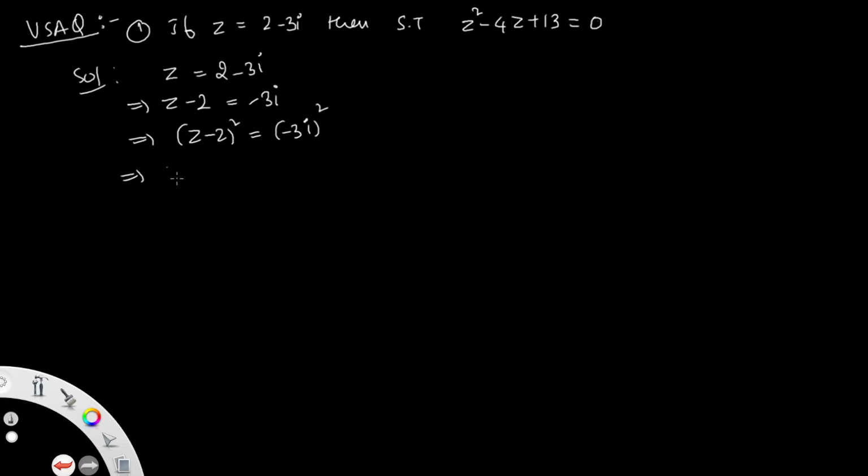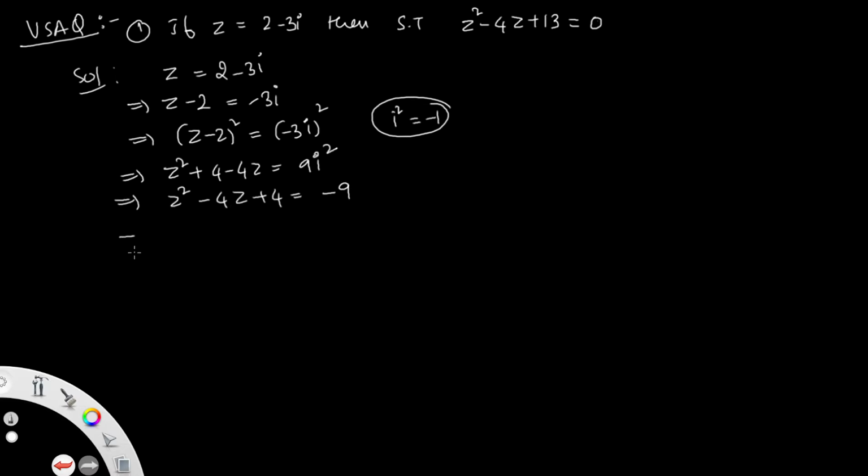Squaring on both sides, z square plus 4 minus 4z equal to minus 3i whole square. Minus whole square means positive, i square is minus 1. 3 square means 9, 9i square. i square is nothing but minus 1. So that is z square minus 4z plus 4 minus 9. Then you get z square minus 4z plus 13 equal to 0. Now hence proved. Next go to the second question. Very simple questions are there.